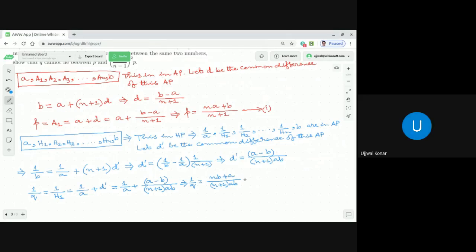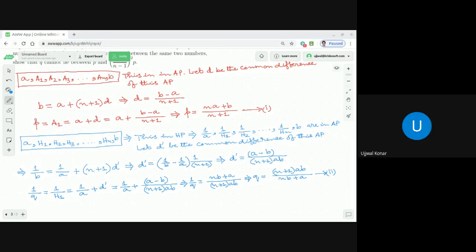We are going to get out of here. So from here what we get is that q is equal to (n plus 1) into a into b divided by (nb plus a). Correct or not? That we can give as equation number 2. Clear or not clear?